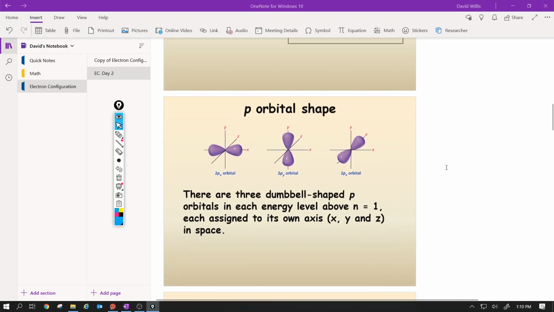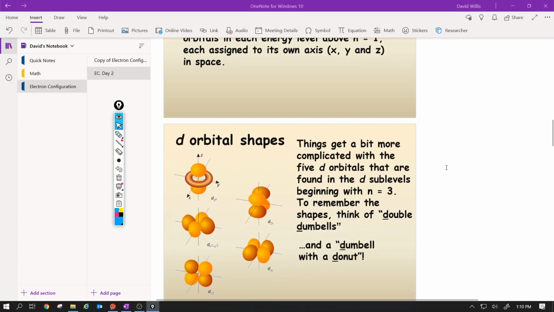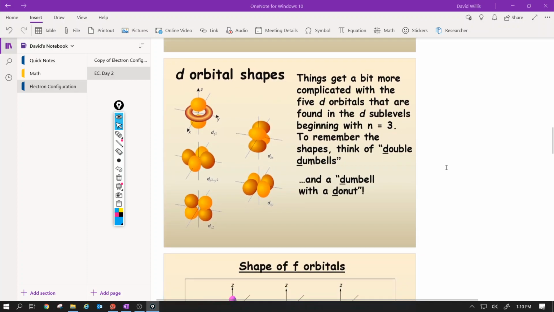In the P sublevel, there are 3 lobes or 3 orbitals: one in the x, one in the y, and one in the z. Again, 2 electrons each, and that just represents the probability that it will be found in that area. D begins to take on an even stranger shape. We start to get some double dumbbell or egg shapes, and then one of them is like a couple of eggs with a donut. So you've got a short order breakfast right there.